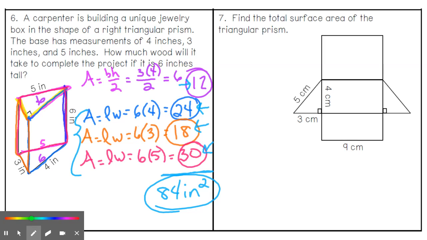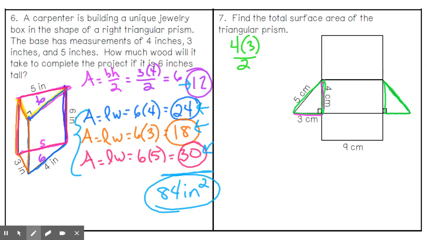So find the surface area. So here's our base. And then we have a matching one here. Okay, so notice that we would be looking at using 4 and 3 because they have to meet at a right angle or perpendicular. So 4 times 3 divided by 2 is how we find the area of a triangle, right? We would say 4 times 3 divided by 2. So that is 6. So these are each 6.